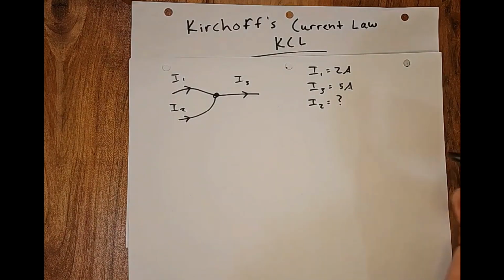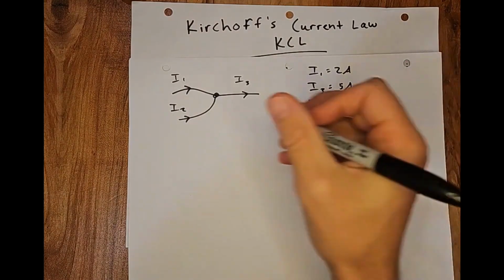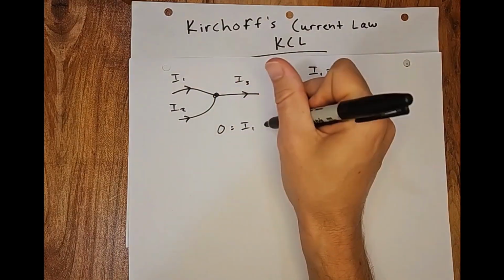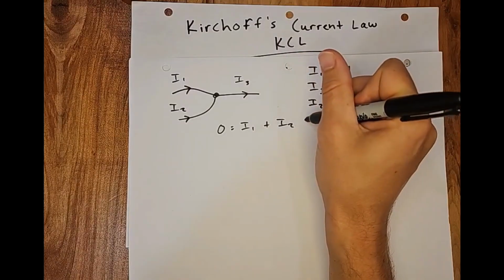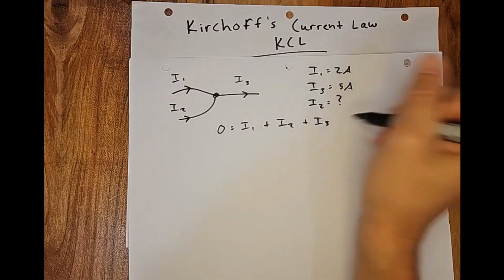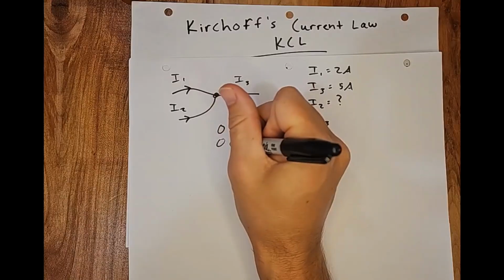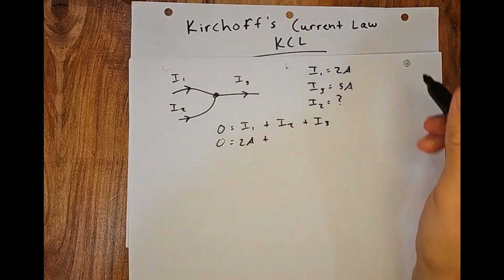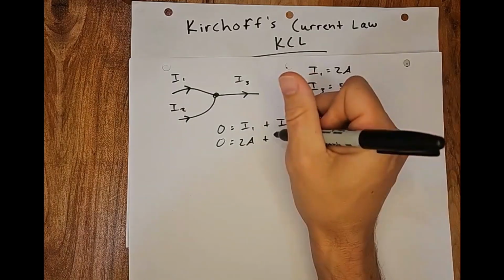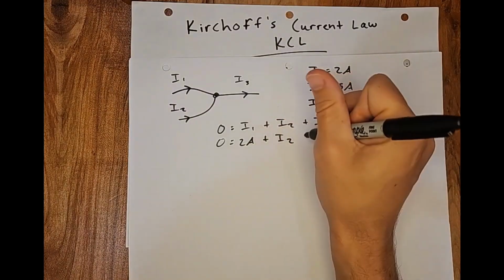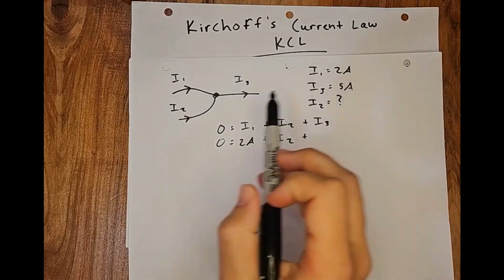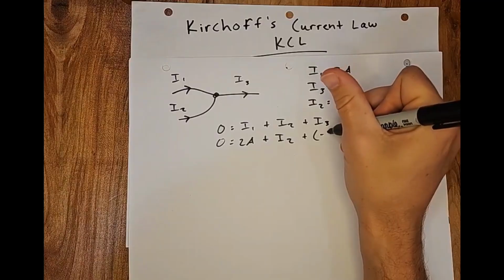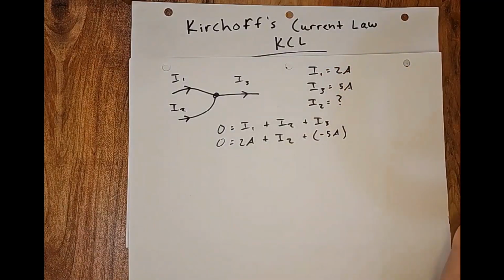What's I2? It's pretty straightforward because we know they have to sum to 0. So 0 equals I1 plus I2 plus I3. So 0 equals 2 amps plus, we don't know, whatever I2 is, plus I3, which is 5 amps, but it's going out of the node, so negative 5 amps. And that's the big thing.